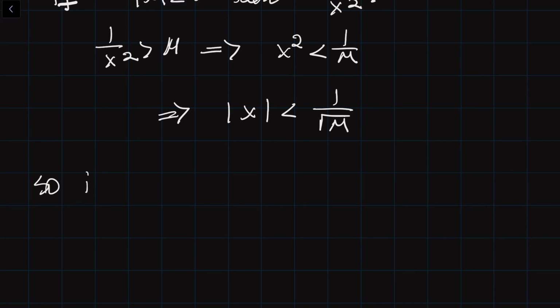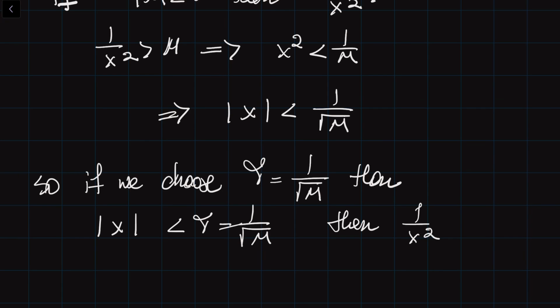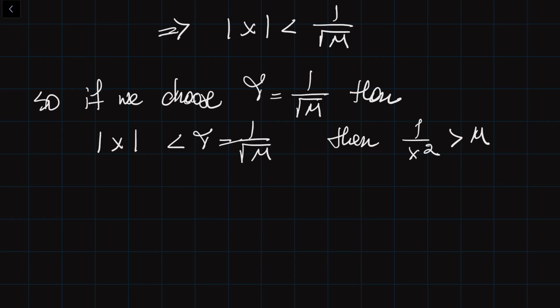So if we choose delta to be equal to 1 divided by the square root of M, then if I choose x closer to 0 at a distance of delta, which is equal to 1 over the square root of M, then 1 divided by x squared is always going to be bigger than M, right? We have just shown this, and it is true because if you substitute this in here, it is always going to be greater than M.